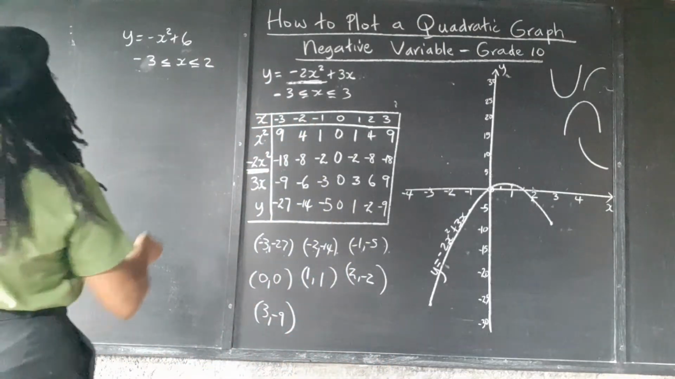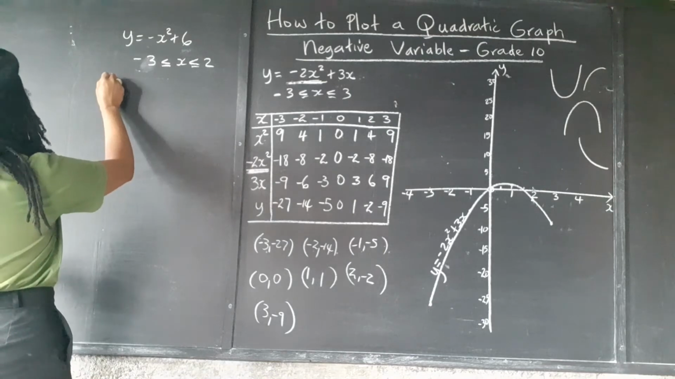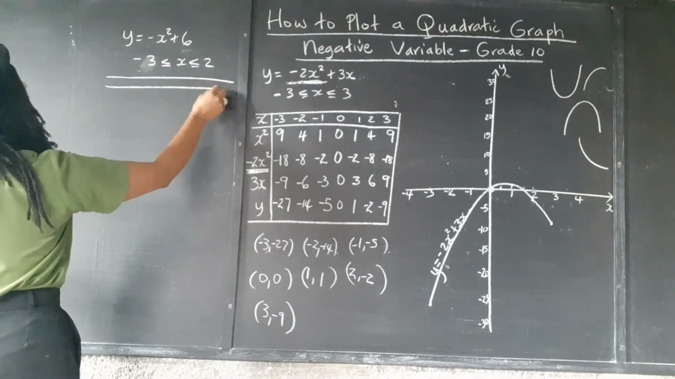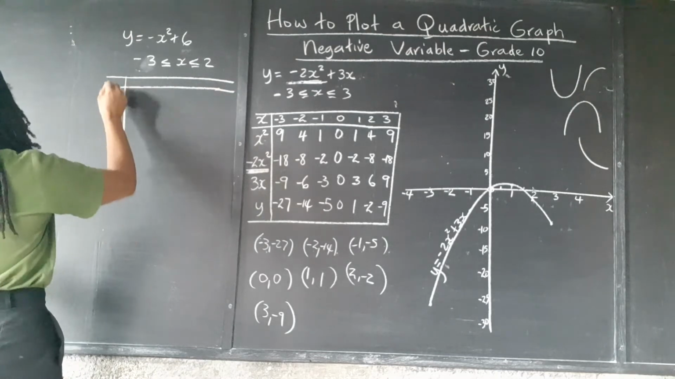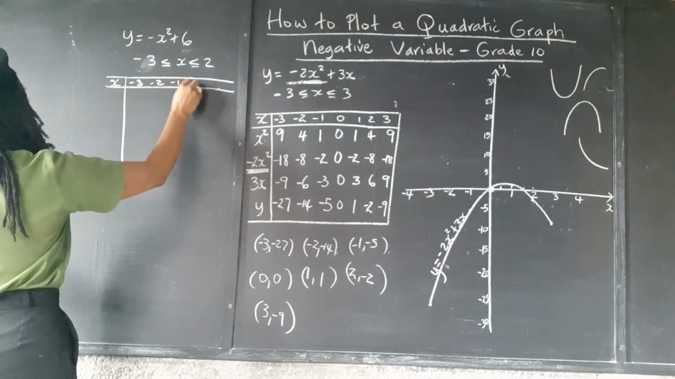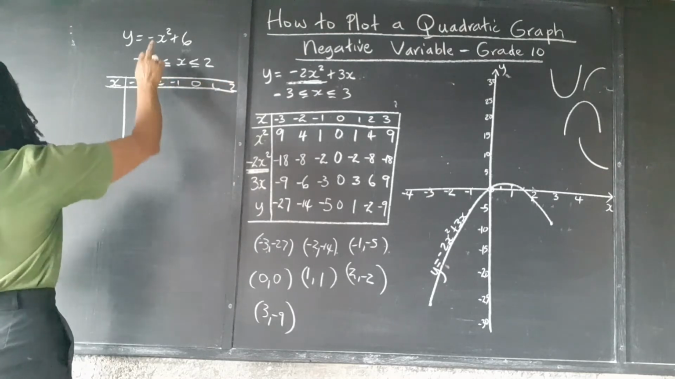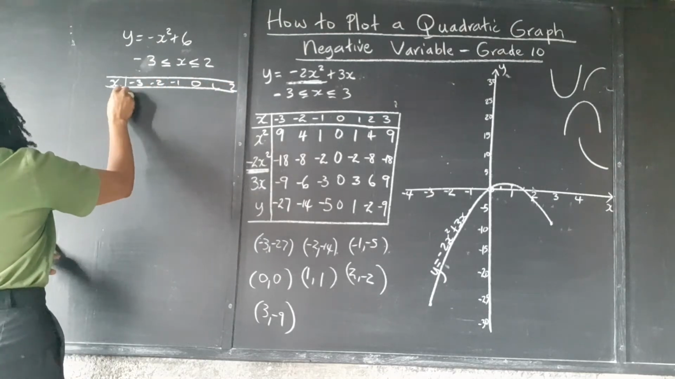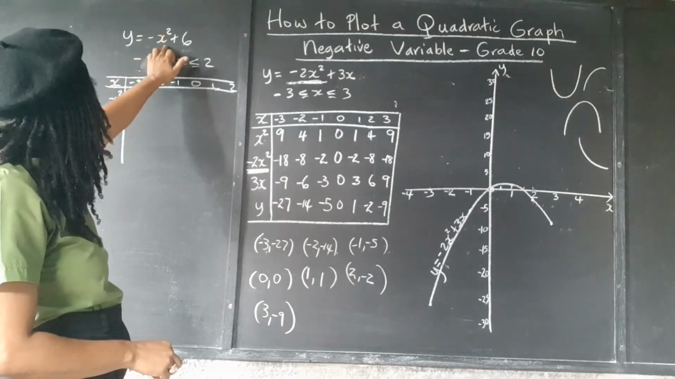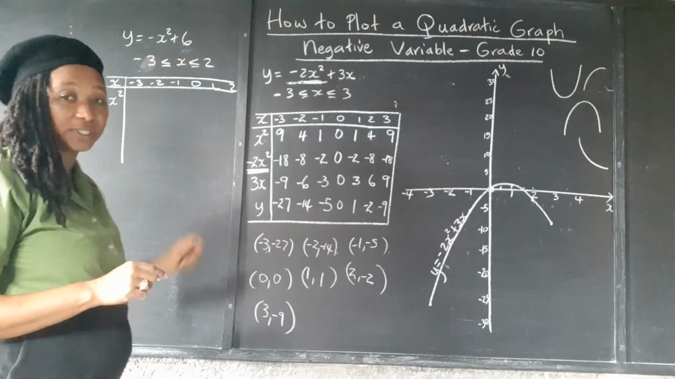And then we can say, well, maybe this is a pattern. When the coefficient is negative, this is the orientation of the graph. So let's see. The domain tells us from negative 3 to 2 for our x values: negative 3, negative 2, negative 1, 0, 1, 2. We're going to square our x. It says negative x squared. We need to square the x first and then make those answers negative.